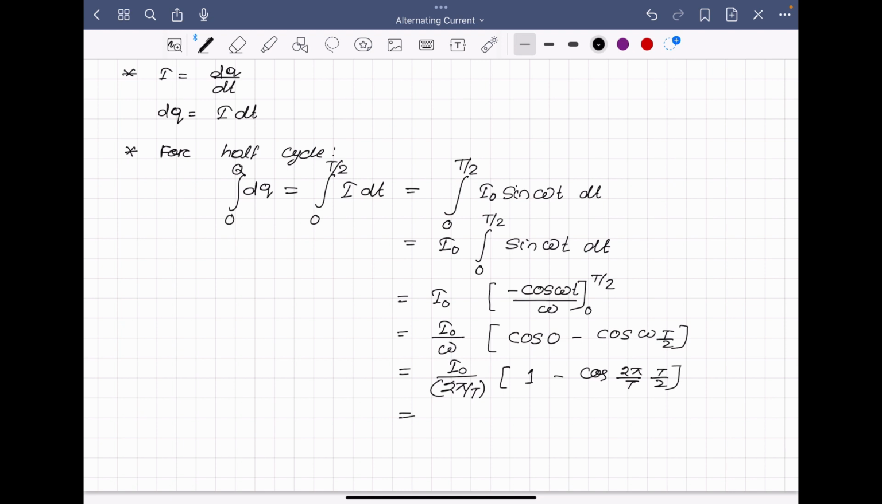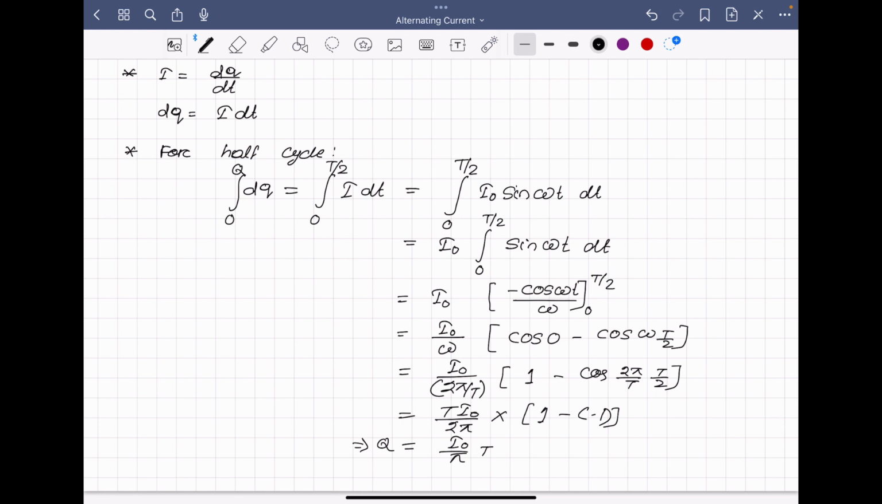This becomes T I naught by 2 pi into 1 minus, if 2 is cancelled, then T, then cos pi is minus 1. This becomes, 2 cancels, I naught by pi into T. This is our q. Q is I naught by pi into T.